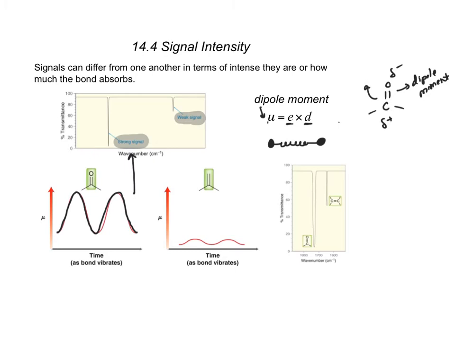Yes? So you're saying the more charge difference, the better the waveform? The larger the magnitude of the polar bond, the better that bond is going to be at absorbing electromagnetic radiation, so the more intense the signal you're going to get. Sharp's probably not the best word to use, but more intense signal, yes.